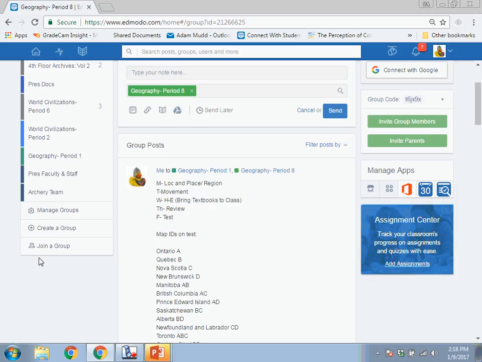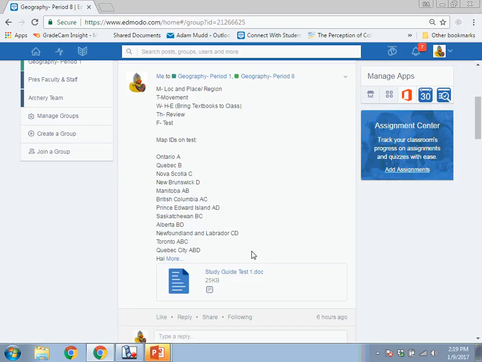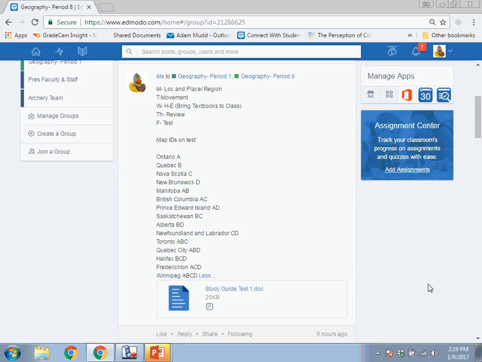Now I will give you 1 point for every ID you have, so that map is worth 63 points. Right? Now, for the actual test, though, you only have to know the 15 I gave you. And those 15 are right here. It says map IDs on the test. You'll see on the left-hand side I have the ID, and on the right-hand side I have the numbers that are associated with it.